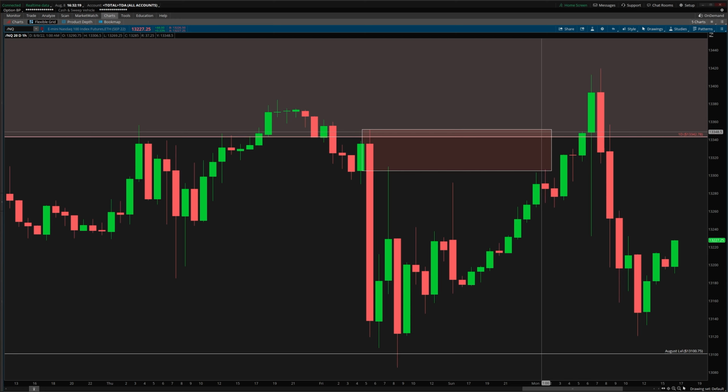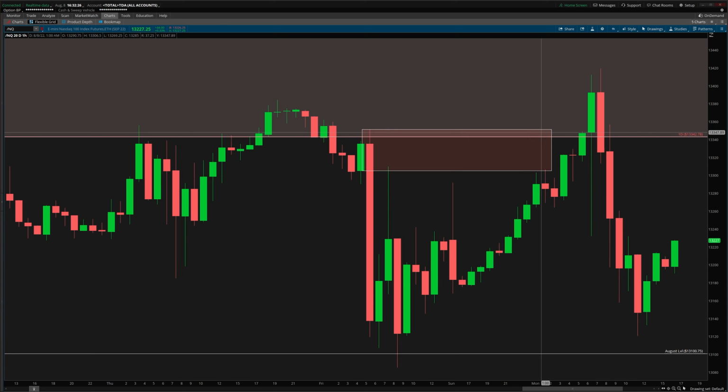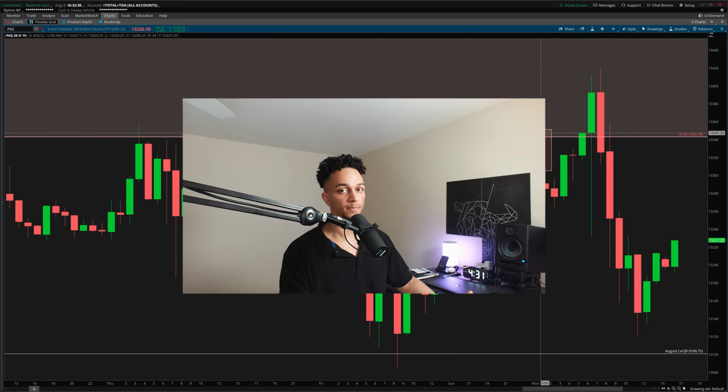Now you can either trade them at the upside or the downside, or me personally, I'd rather wait for the break and retest to have an area to base my risk off of and take a higher probability trade.